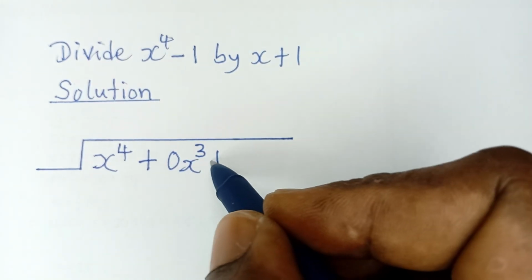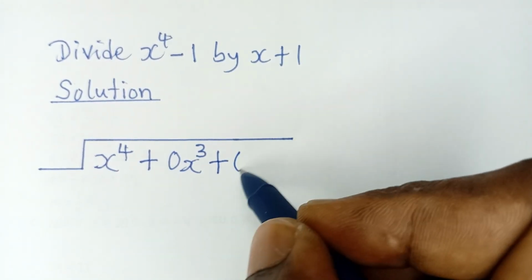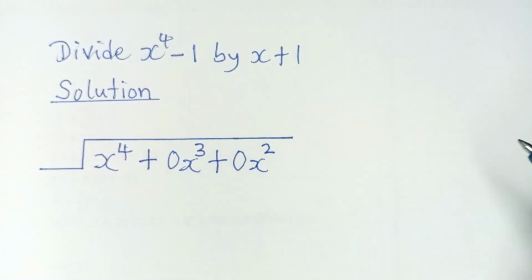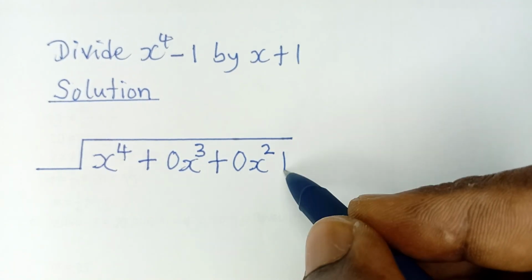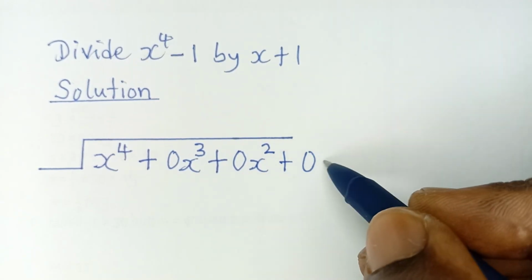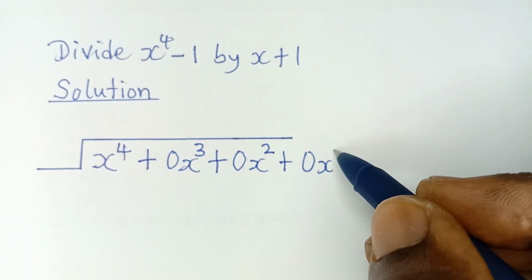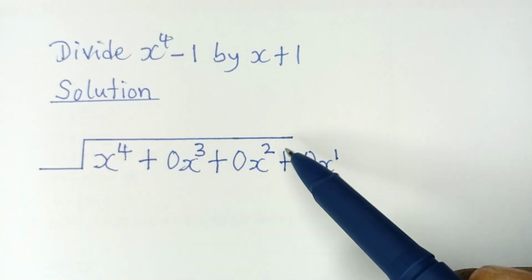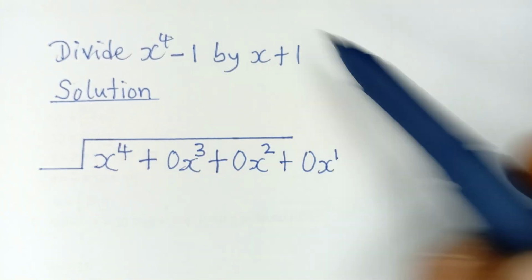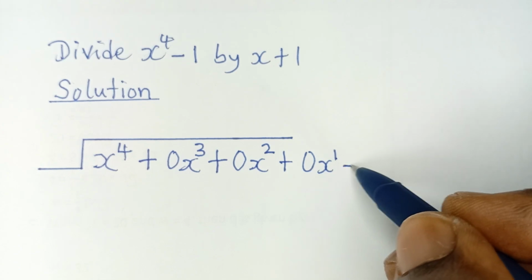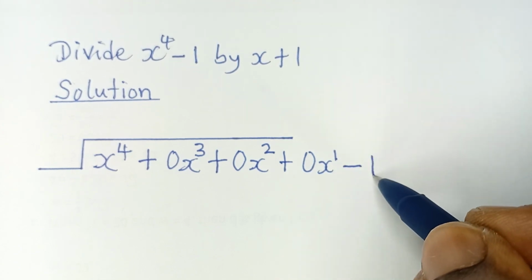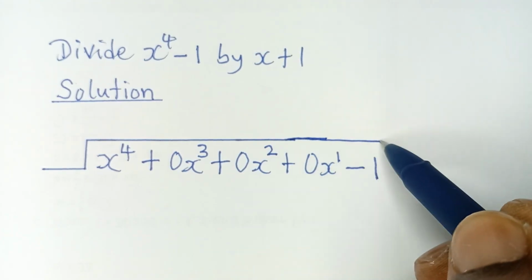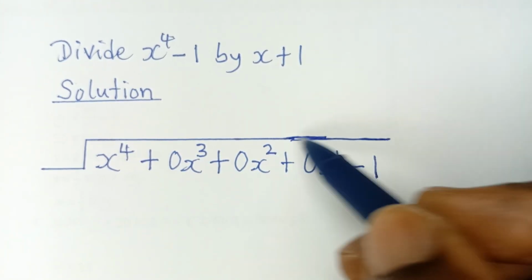And then plus 0x raised to power 2. We also need that. And then plus 0x raised to power 1. So the powers of x, 4, 3, 2, 1. And then before the constant term, which is negative 1. So once we have done this, then we can start the division.